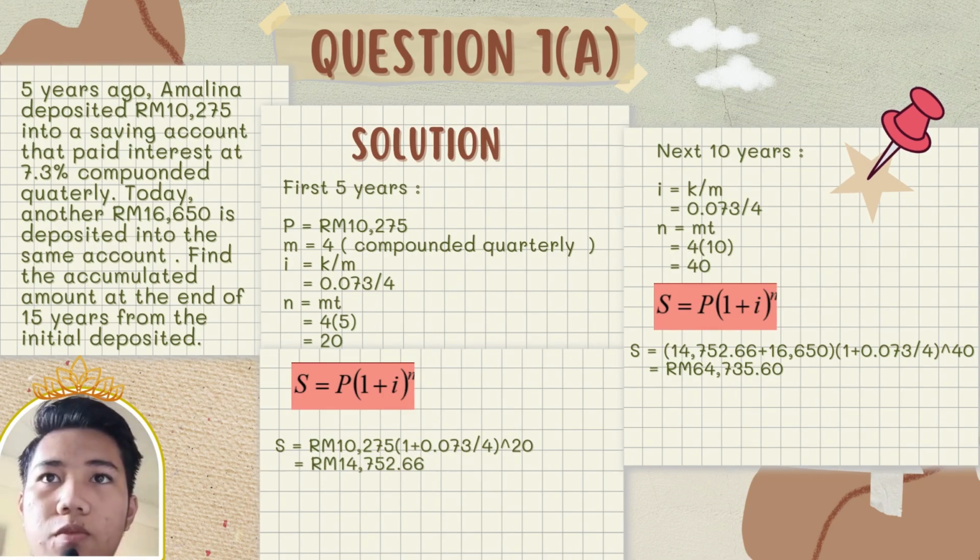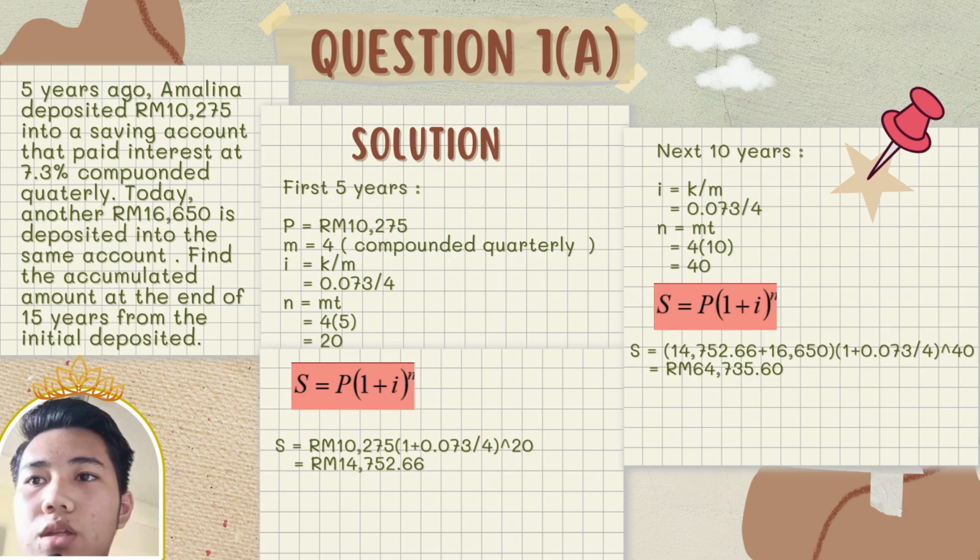Assalamualaikum, I am Mukmin, and for Part A, question 1A, the question is: 5 years ago, Amalina deposited 10,275 ringgit into a savings account that paid interest at 7.3%, compounded quarterly. Today, another 16,650 ringgit is deposited into the same account. Find the accumulated amount at the end of 15 years from the initial deposit.